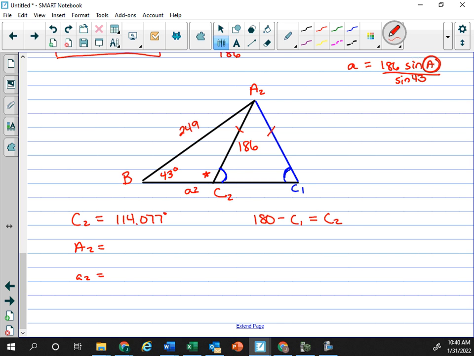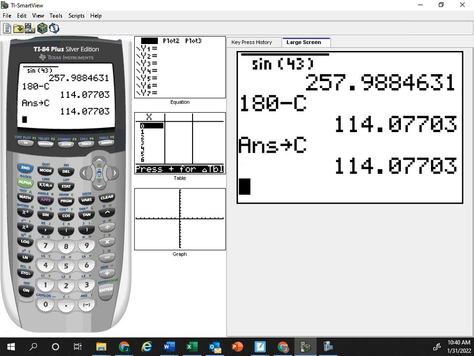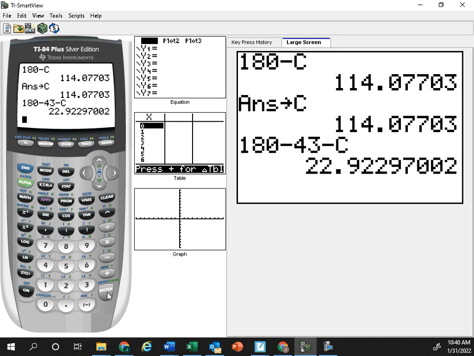All right, so I've got angle C2. How can I find angle A sub 2? There you go. Lots of subtracting. 180 minus the 43 we know, minus the C2 we just found gives us A sub 2. So 180 minus 43 minus that stored C value. You're getting 22.923.